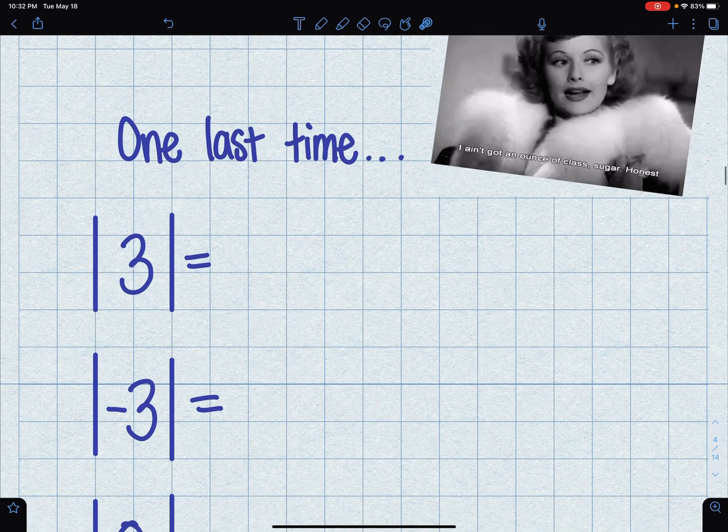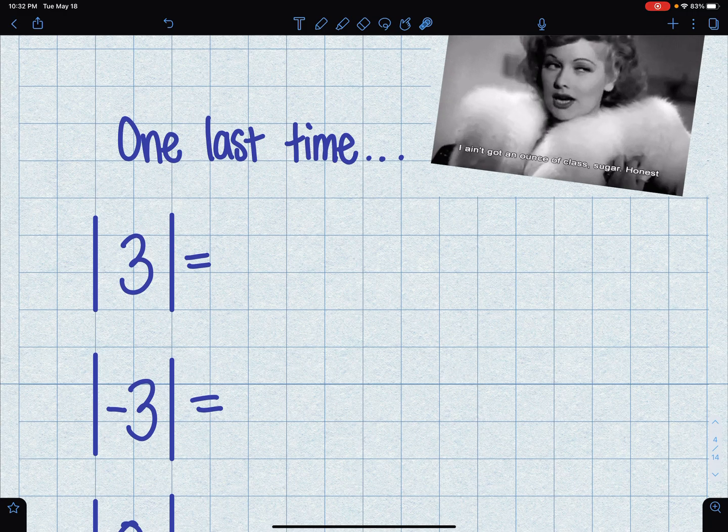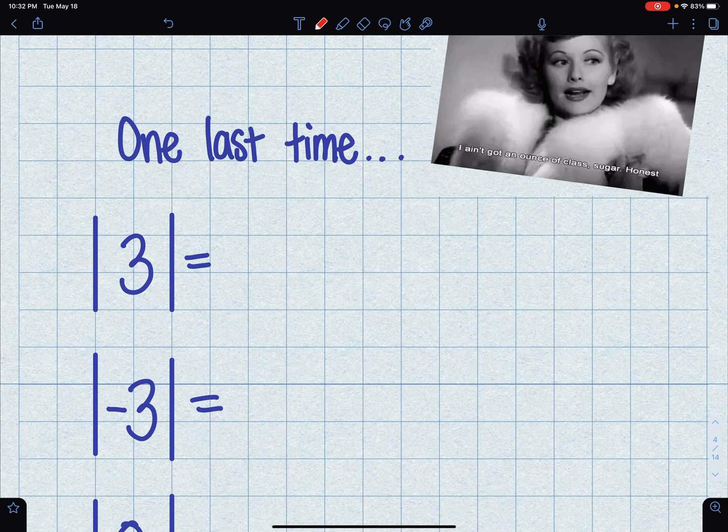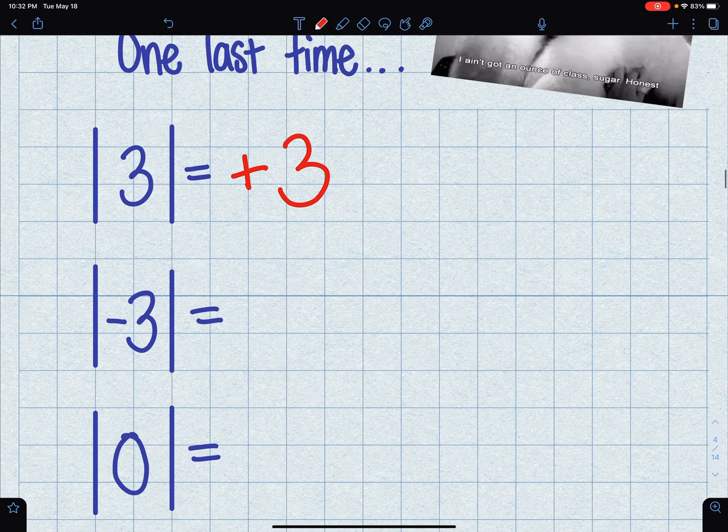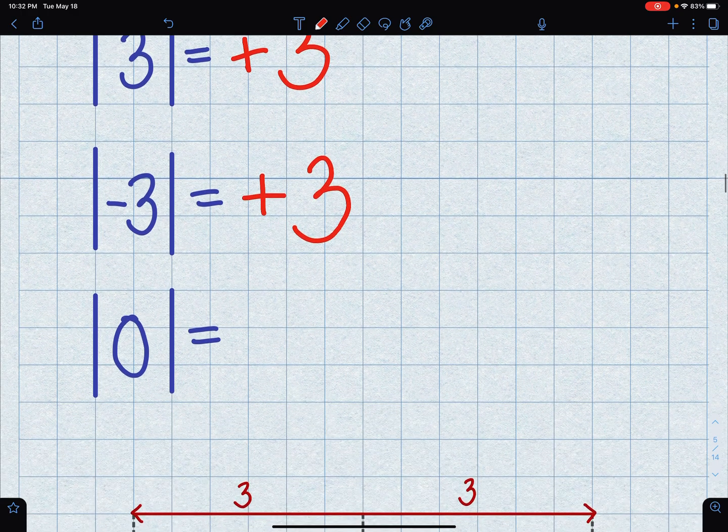One last time. Okay, so we're going to make sure that we understand this. The absolute value of 3 is going to be +3. The absolute value of -3 is going to be the opposite of that, which is +3. The absolute value of 0 is 0. Easy peasy. So that's sort of the attempt to describe absolute value of a number using words.